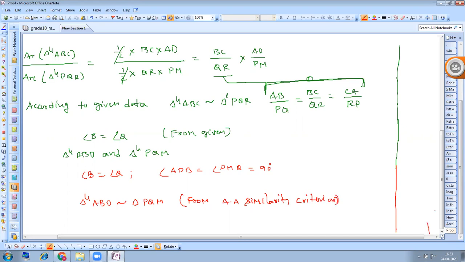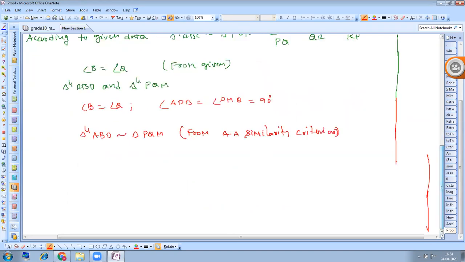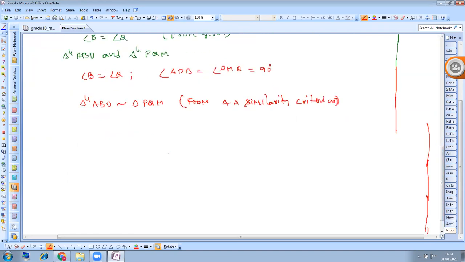Now, from this, which ratio can I take? The useful ratio is AD by PM will be equal to AB by PQ. I'm taking both the triangles. This is ADB and this is PMQ. AD by PM will be equal to AB by PQ.